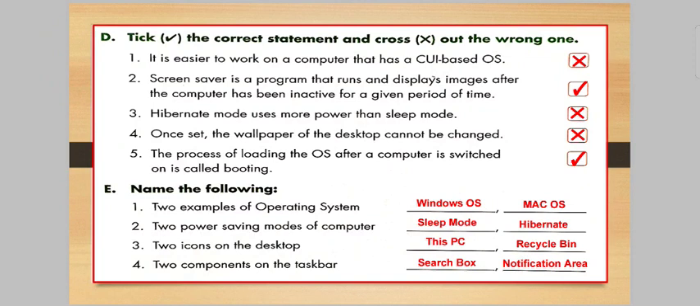Next is, tick the correct statements and cross out the wrong ones. First is, it is easier to work on a computer that has a CUI based OS. This statement is incorrect. Mainly the user friendly OS is the GUI based operating system. Next is, a screensaver is a program that runs and displays images after the computer has been inactive for a given period of time. So this statement is correct.